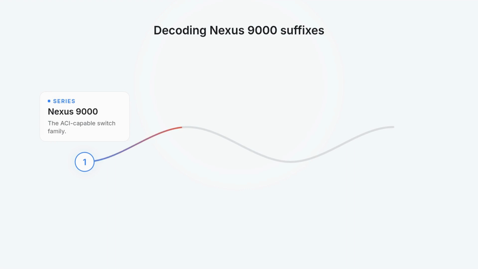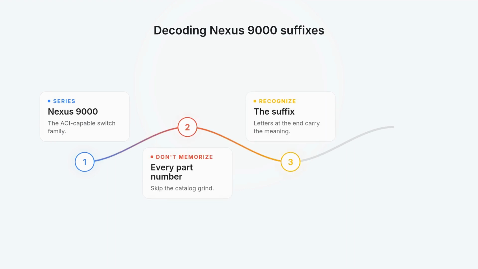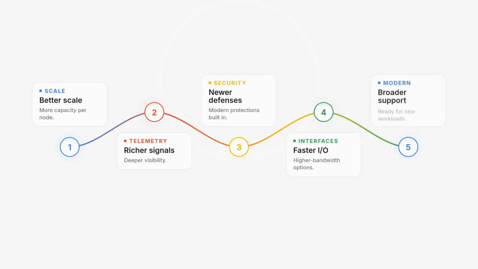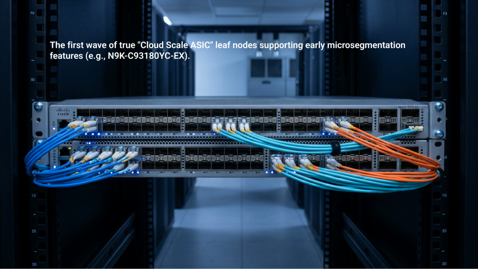You don't need to memorize every model number. Just learn what the suffix families are signaling. EX, FX, FX2, FX3, GX, GX2 and H series tell you the ASIC generation and capability tier. In general, newer suffixes mean more scale, newer silicon, better telemetry, stronger security, higher speeds or deeper buffers depending on the family.